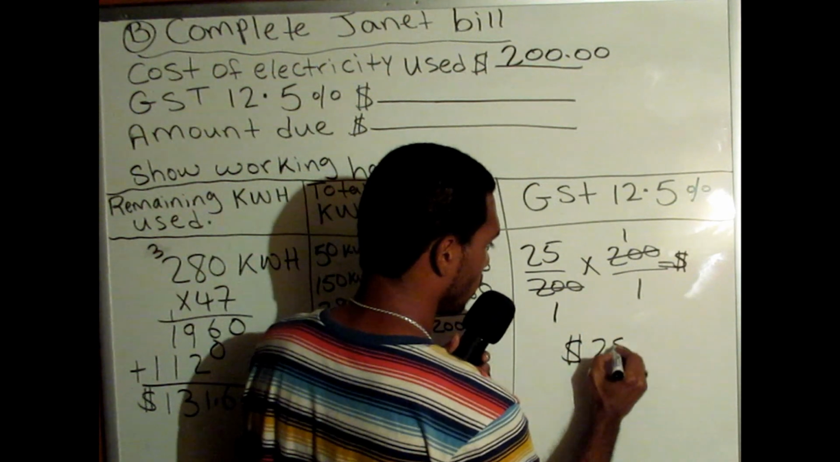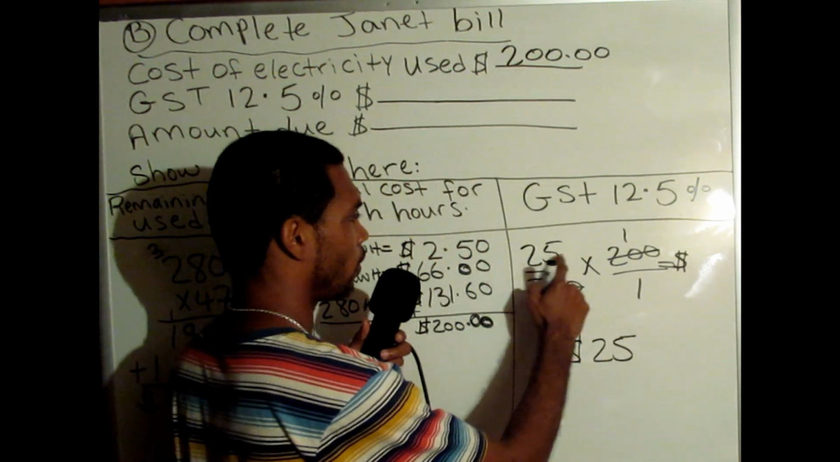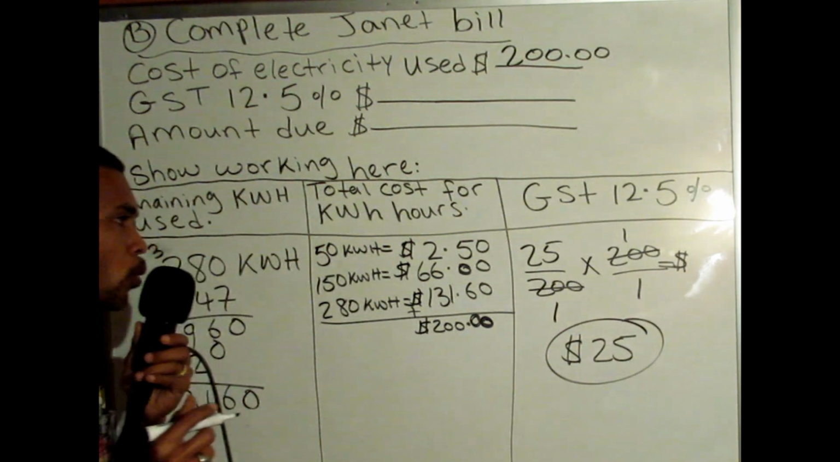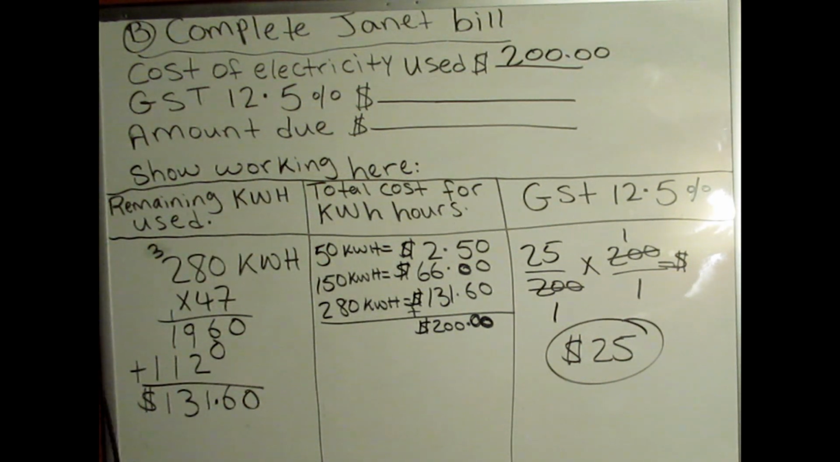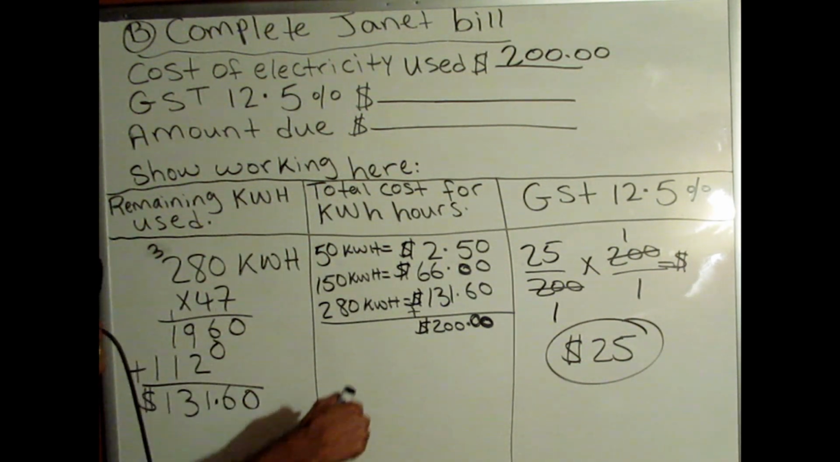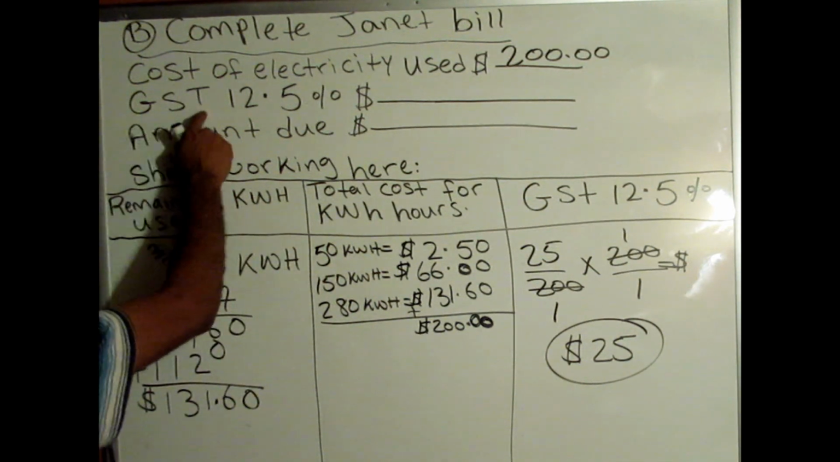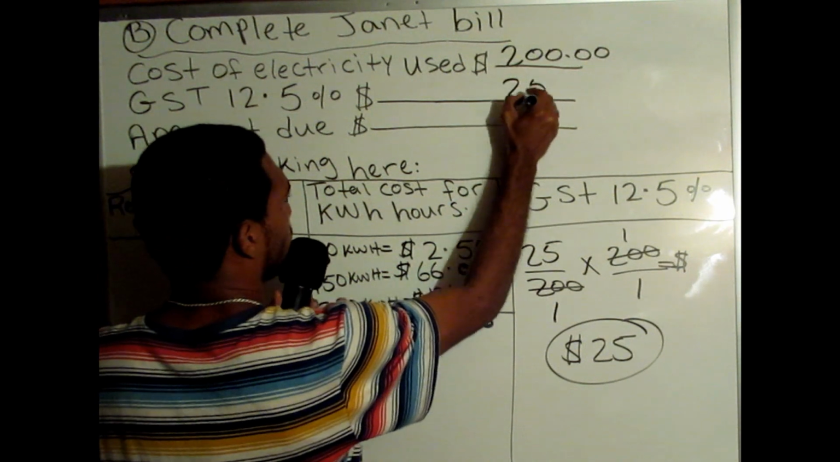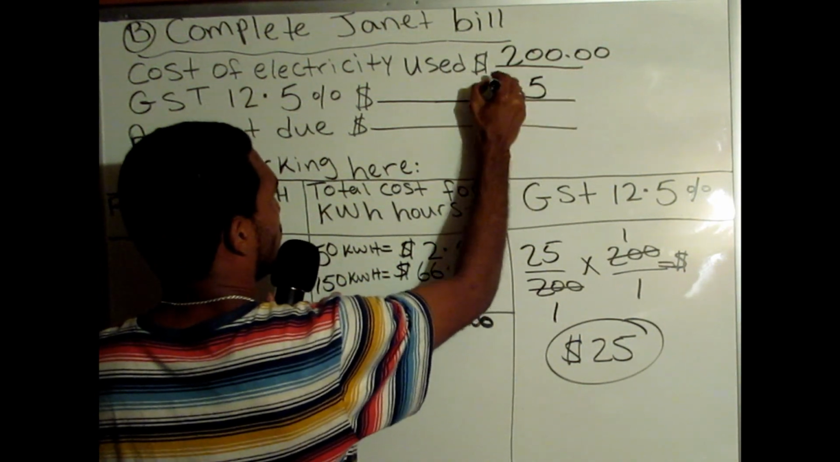$25. So remember, 25 times 1 is $25. So 12.5% of $200 is $25. So it says the GST amount, we just place our $25 here on the line.